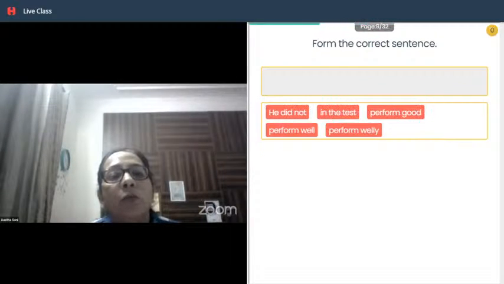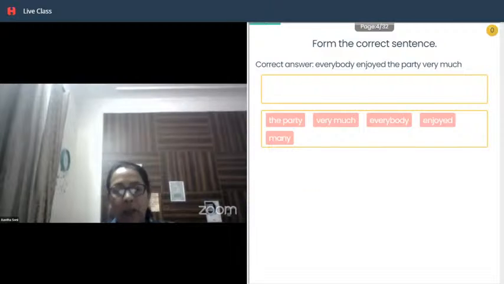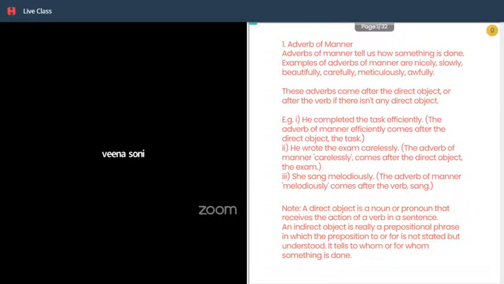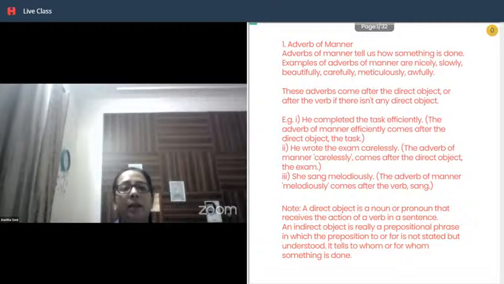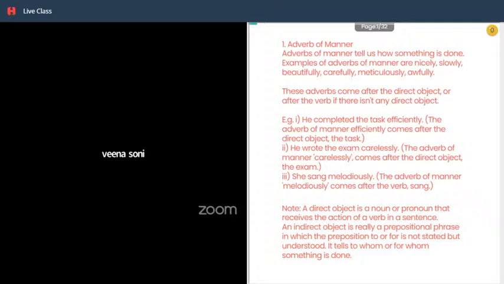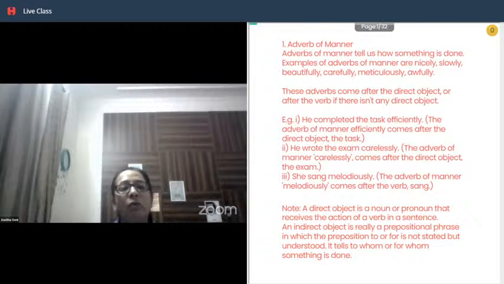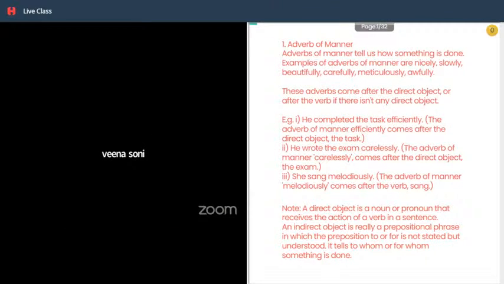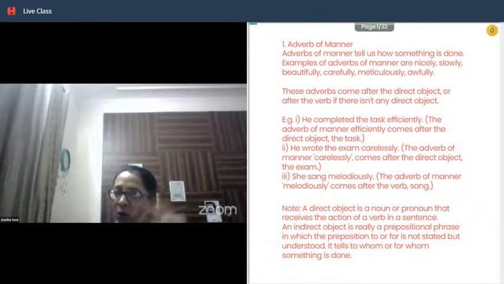So let's go back and revise what we did today in the class. It's very important because adverbs of frequency are a little confusing, and then we were having adverbs of, let's check. We have got four types of adverbs. Adverb of manner is the first. An adverb of manner tells us how something is done. Examples: nicely, slowly, beautifully, carefully, meticulously. That means in what manner. These words should be in your dictionary. In what manner is the subject doing the work? Is he doing it nicely, slowly, beautifully, carefully, meticulously, or awfully?